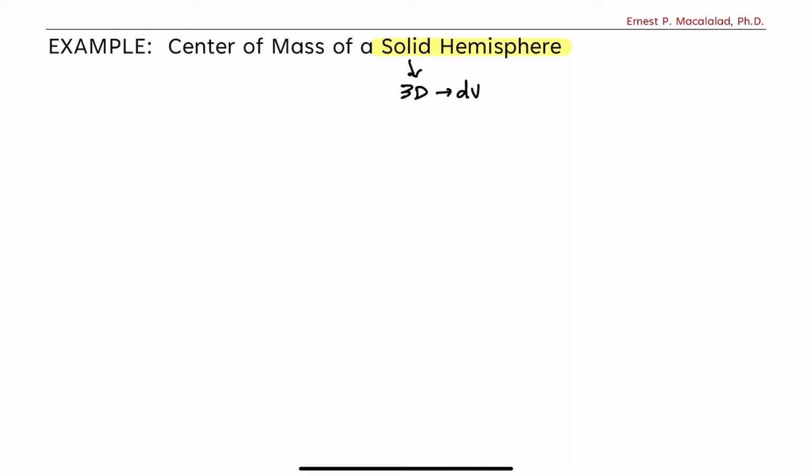So we say we have a hemisphere. That means this is half of a sphere. Let's say that the base of the half sphere lies along the xy axis, and then the hemisphere is above the xy axis. Also, let's assume that this is a uniform solid hemisphere, so that means the mass density is a constant.